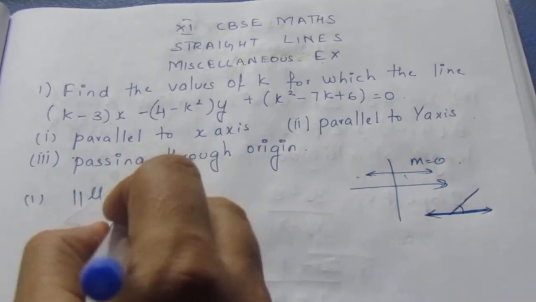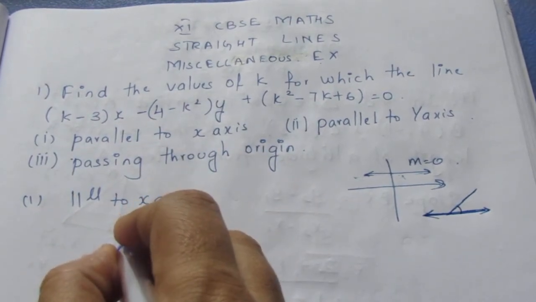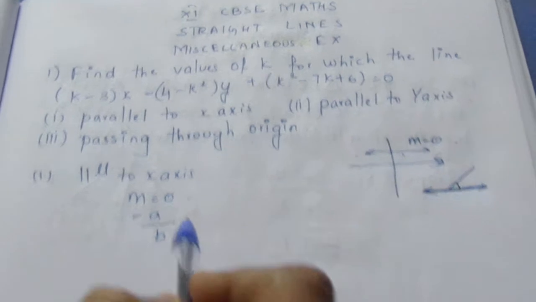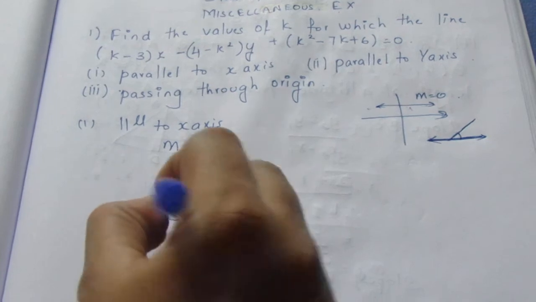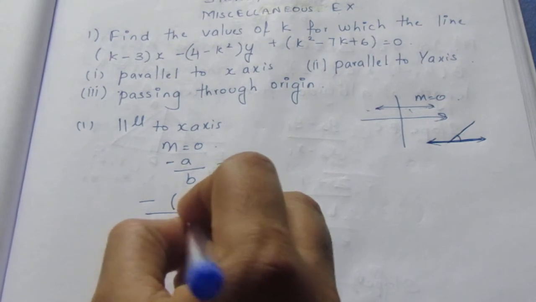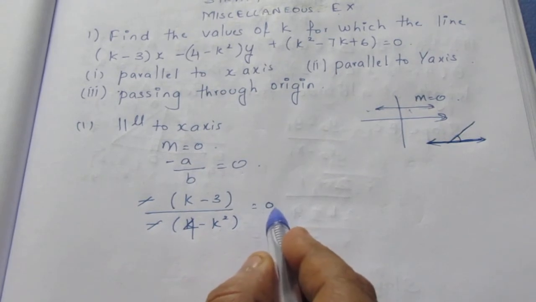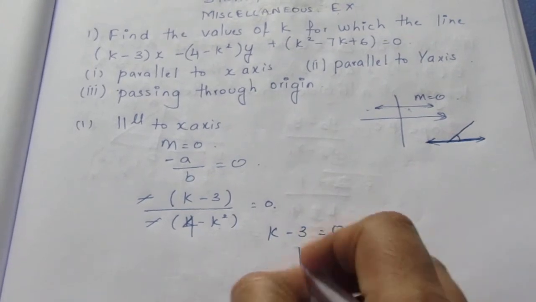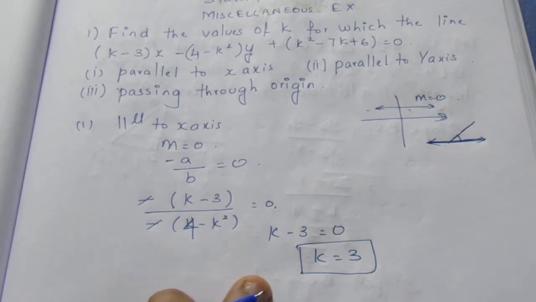If slope is equal to 0, we can directly substitute the value. For the equation, as I told before, the slope will be minus a by b. This is equal to 0. Here minus of (k minus 3) by minus of (4 minus k square) is equal to 0. Here minus minus get cancelled. If this goes to this side, this is equal to 0. So k minus 3 equal to 0. Therefore k will be equal to 3. If 3 goes to this side, it goes as a positive. So the value of k is equal to 3 for the first one.